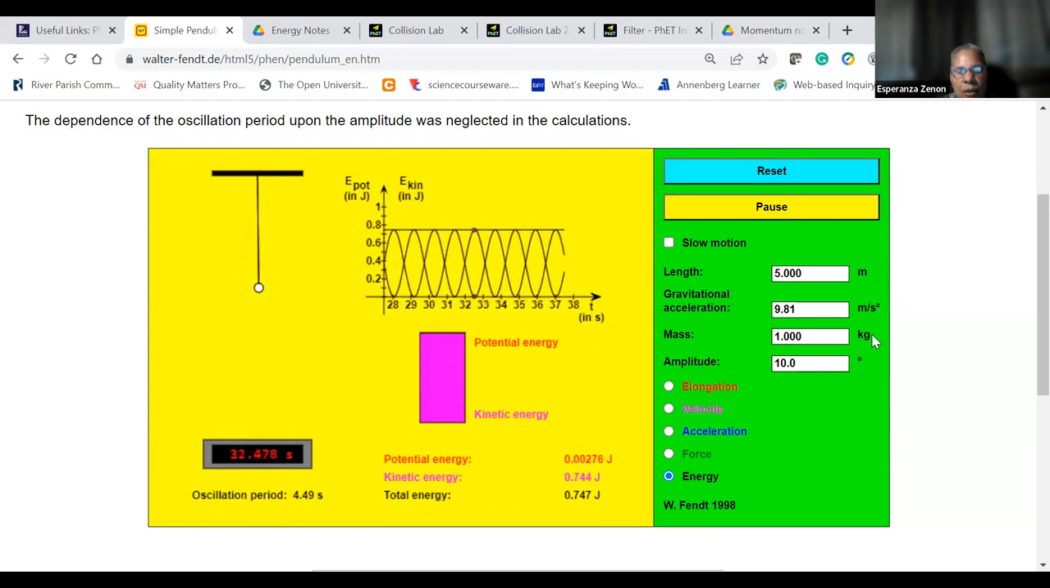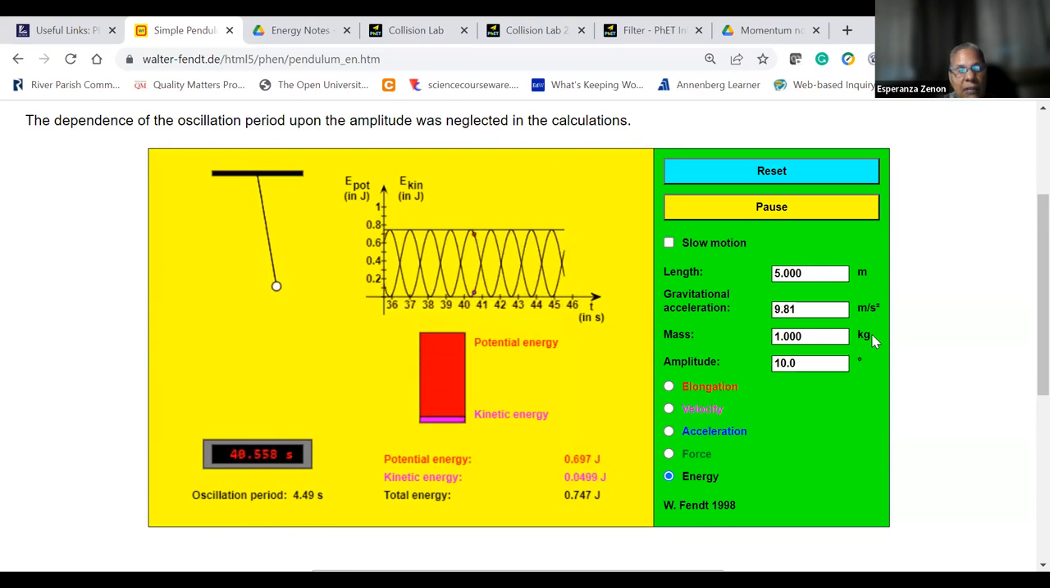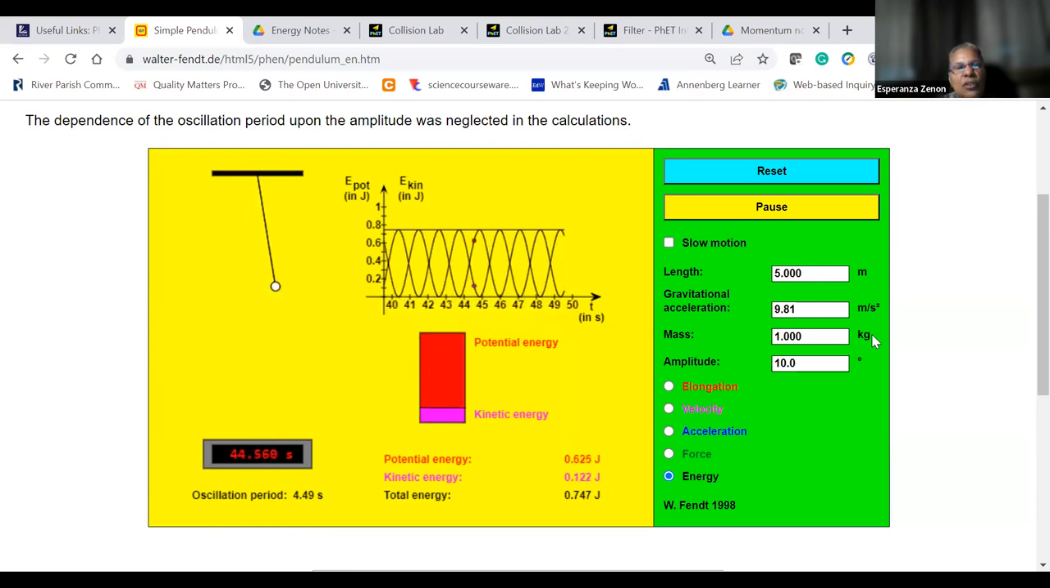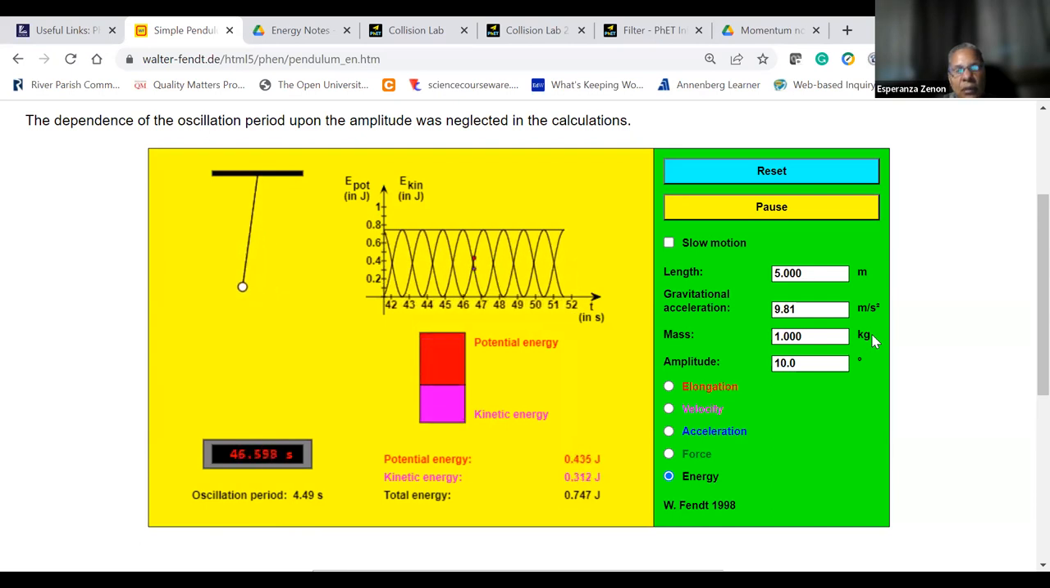But notice that the total is staying the same. That is because this pendulum is being controlled by gravity. And remember, gravity is a conservative force, so you are going to conserve mechanical energy.